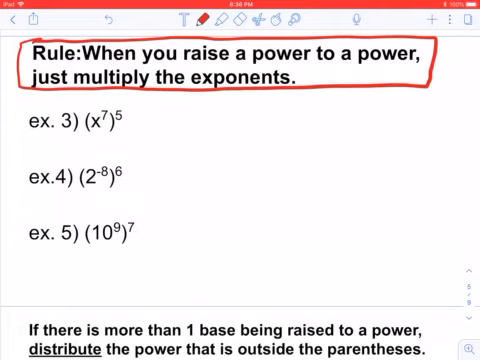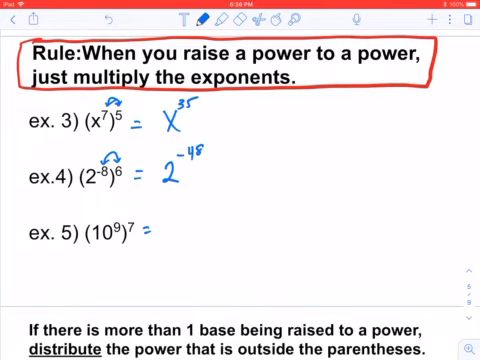Okay, let's try this. I'm going to switch back to blue. Okay, so you can see where this is super easy. So if you have x to the 7th and the whole thing is taken to the 5th power, we're just going to multiply those two exponents together. So you're going to get x to the 35th power. On the next one, even though you have a negative exponent, that's fine. You're still going to just multiply those two exponents together. So 2 is your base, and you get 2 to the negative 48th power.